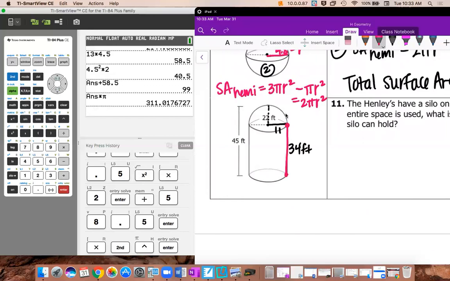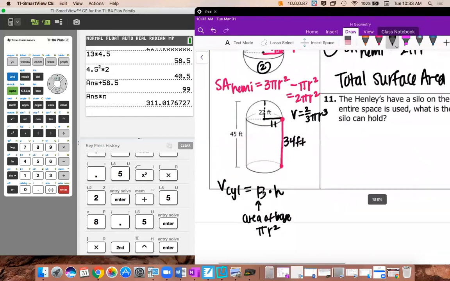Okay, and then let's see. We know how to find the volume of a hemisphere. The volume of a hemisphere formula was just 2/3 pi r cubed, and we have the radius is 11, so we're good to go there. The volume of the cylinder is area of the base, which is the big B, so this is just area of a base, which in this case is a circle, times the height, so this is going to be pi r squared.